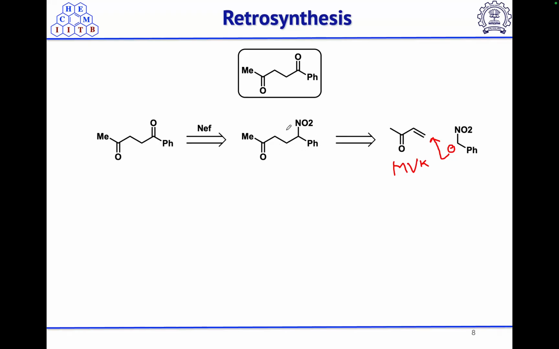Next, you can do the Nef reaction. Now if we don't want to use the Nef reaction, there is another plan for how we can get this. Basically, we have to break this C-C bond. In this retrosynthetic plan, this is the methyl vinyl ketone, and we also have to take another, this acyl intermediate.